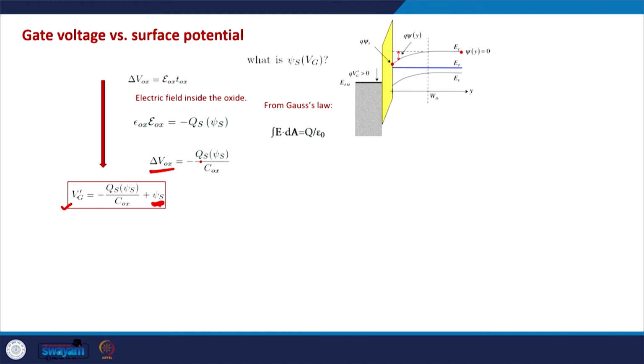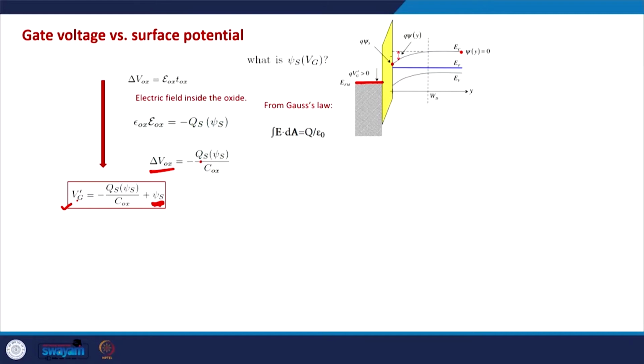The prime means that this may not be the actual gate voltage, this is a modified gate voltage, because in most of the cases the Fermi level of the metal and the Fermi level of the semiconductor may not be aligned with each other in zero bias condition. So there might be a work function difference between the metal and the semiconductor.